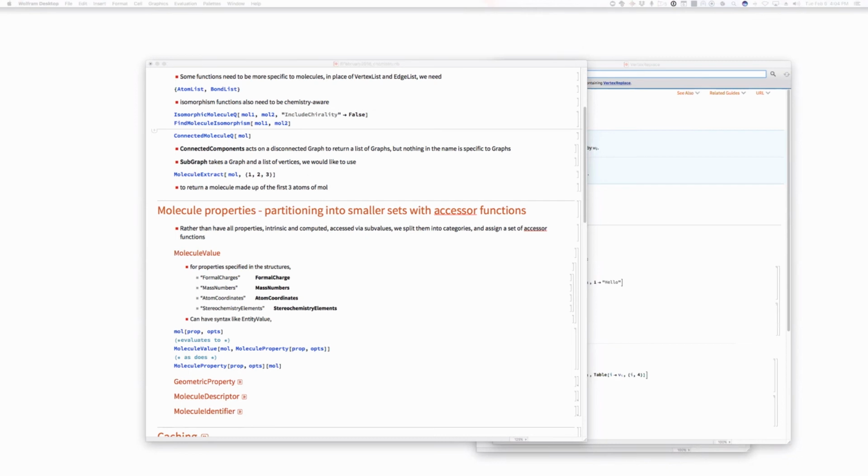There would be separate functions, like there would be geometric property, there would be molecule descriptor. And... Nobody's ever going to remember what they are. Nobody's ever going to remember which one is which.